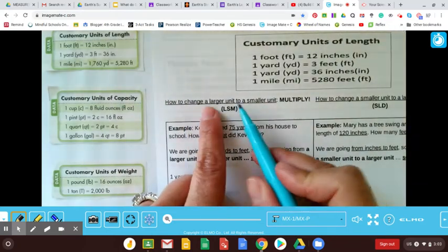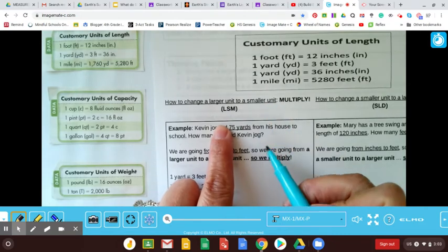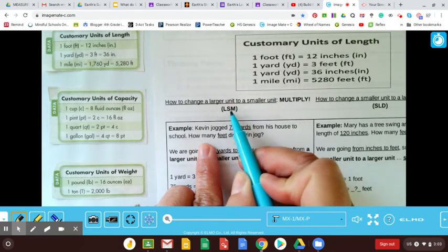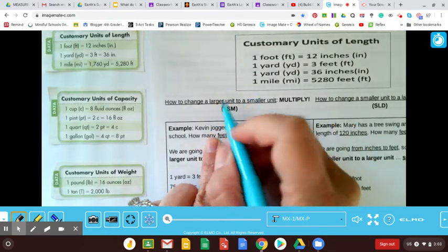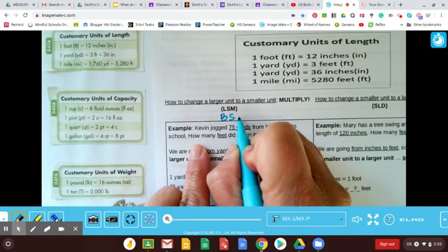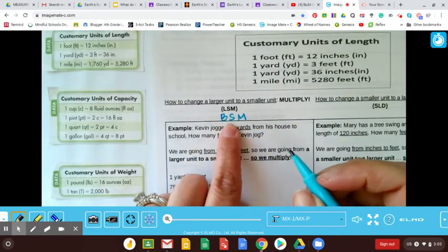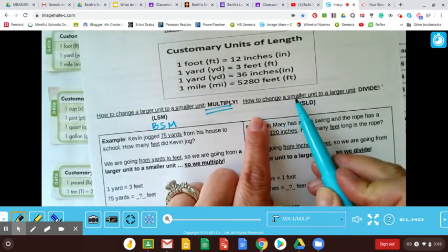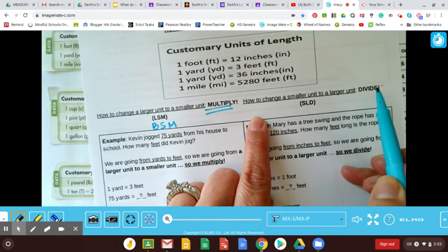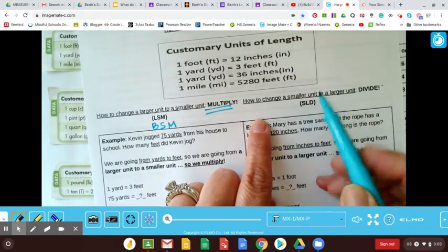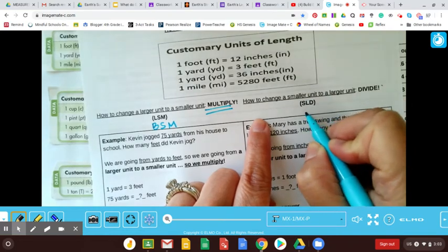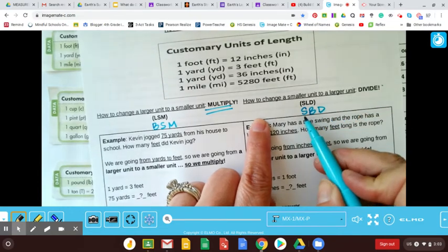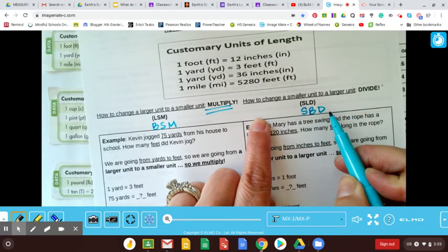And just a reminder, to change from a larger unit to a smaller unit, we're going to multiply. Some people use LSM, large, small, multiply. I like BSM, big, smelly monkeys, right? Big to small, multiply. We can also do, if we start with a smaller unit and go to a larger unit, we would divide, right? SLD, or I like using a B instead of an L. So I might say SBD, and that would stand for small to big divide, or small babies dancing.